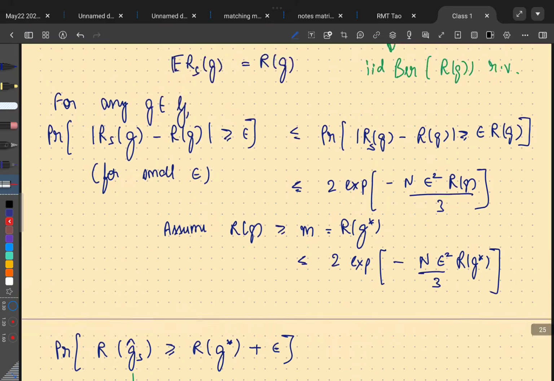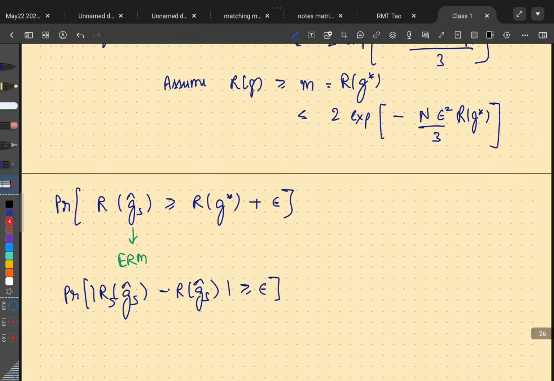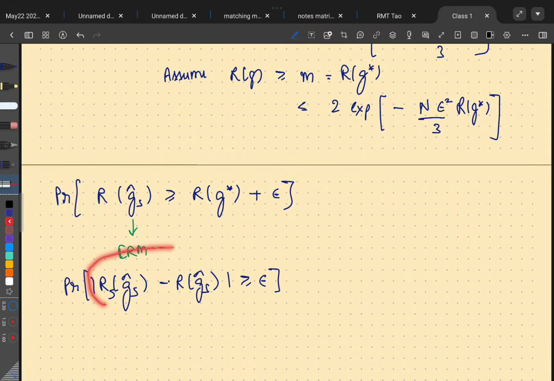Once I fix this particular G, Rs of G is basically a sum of IID Bernoulli random variables, each with mean R of G. Is it true for this particular quantity? Is there some subtlety that we're missing?